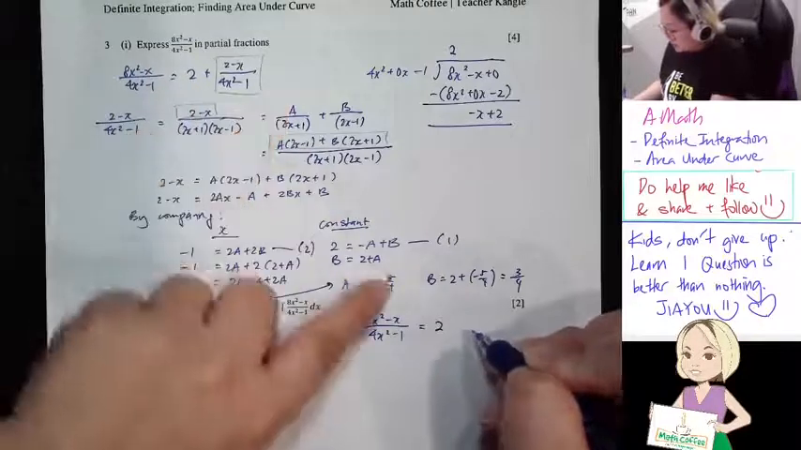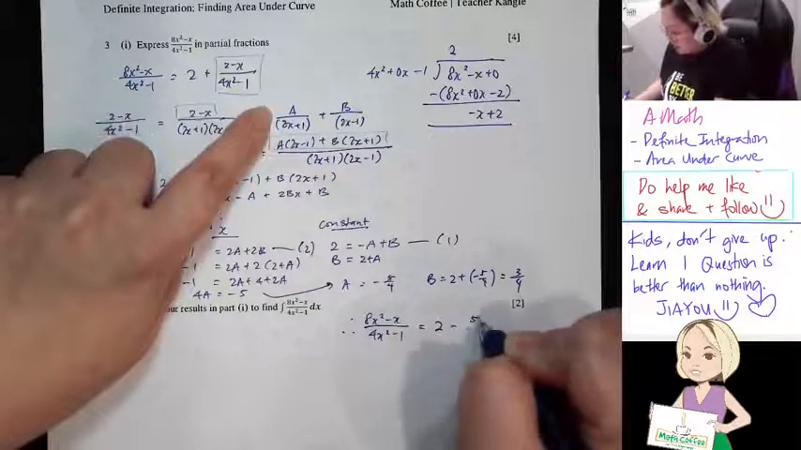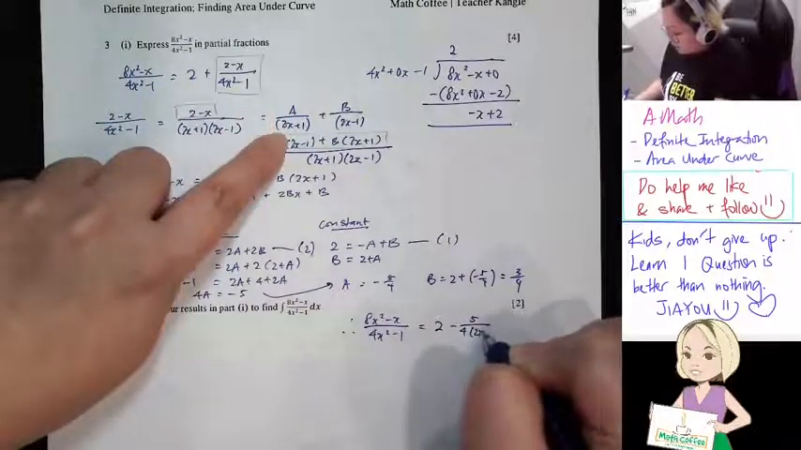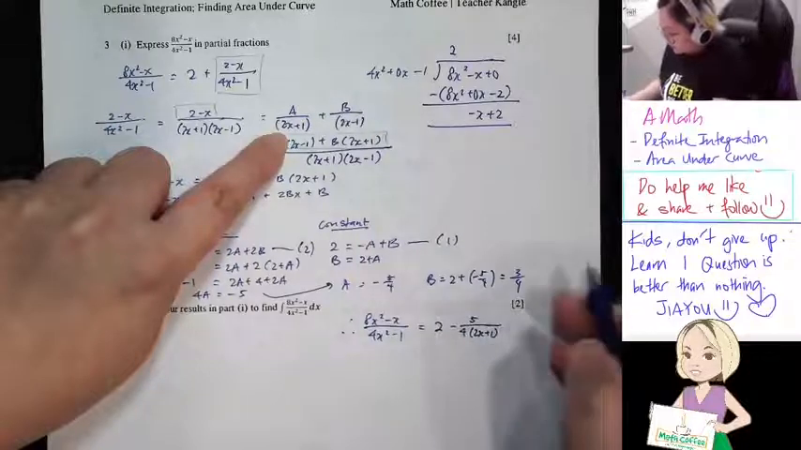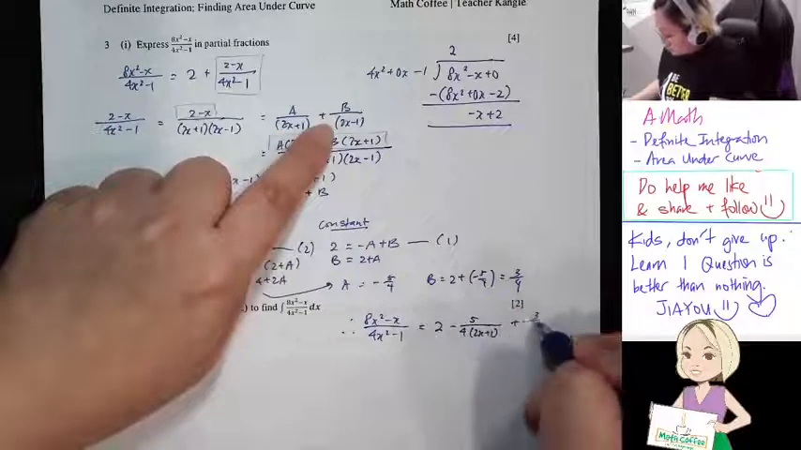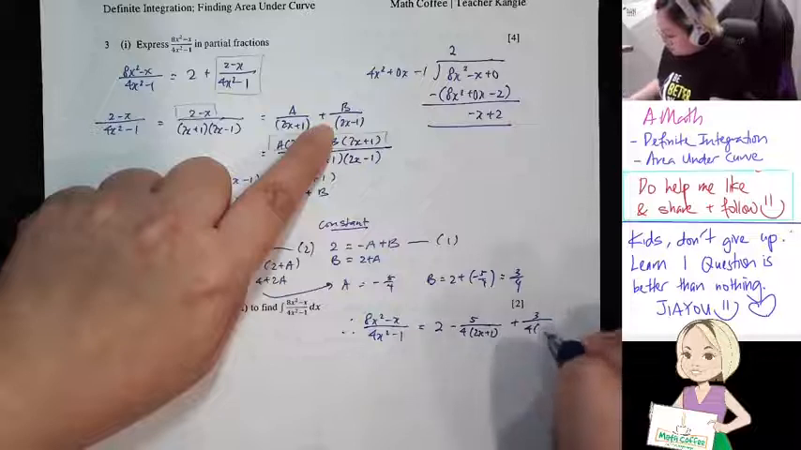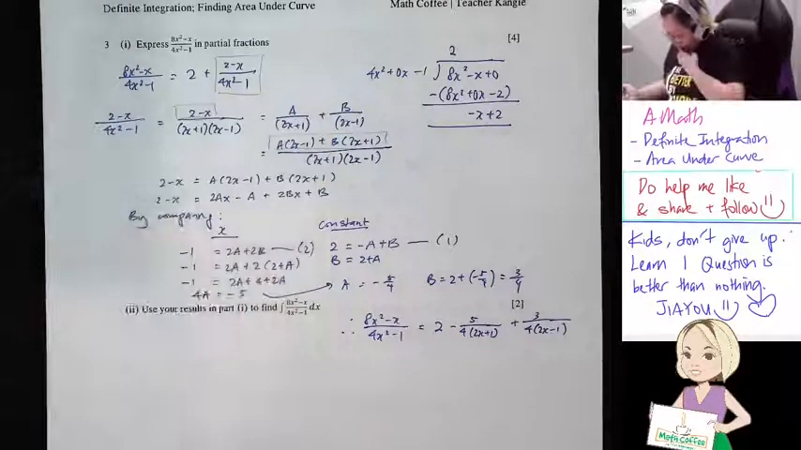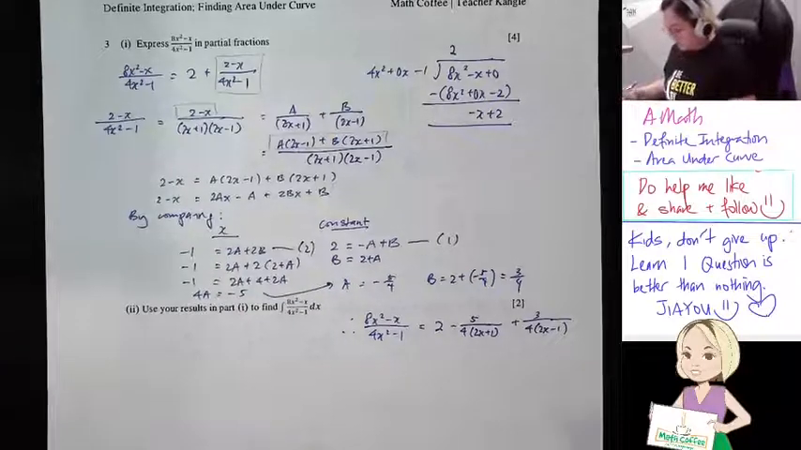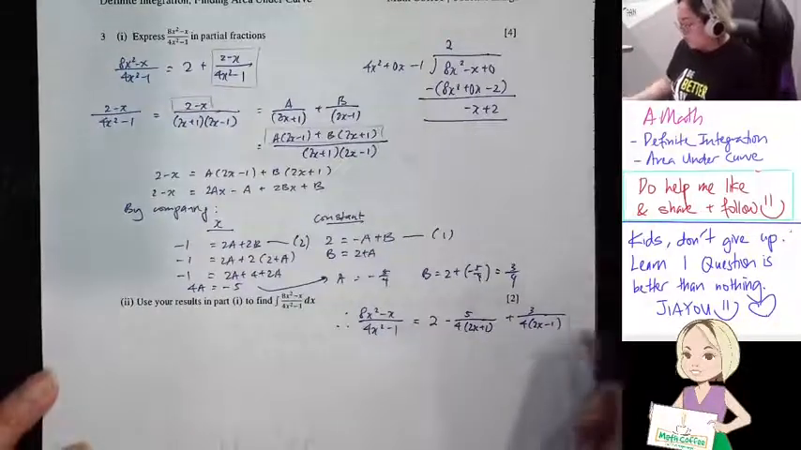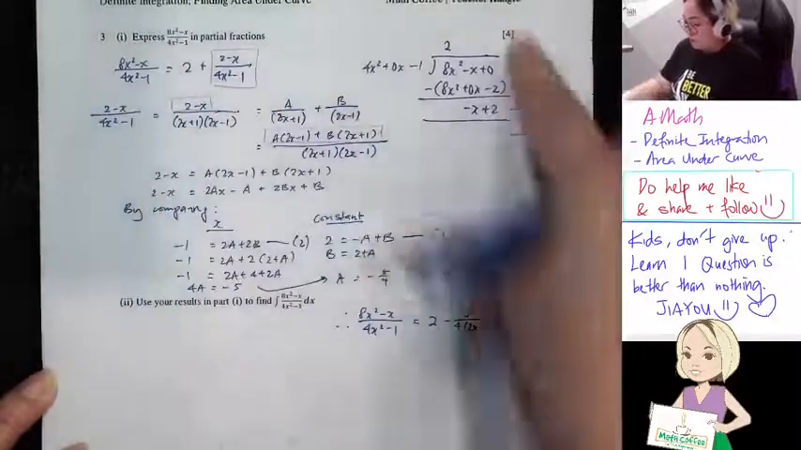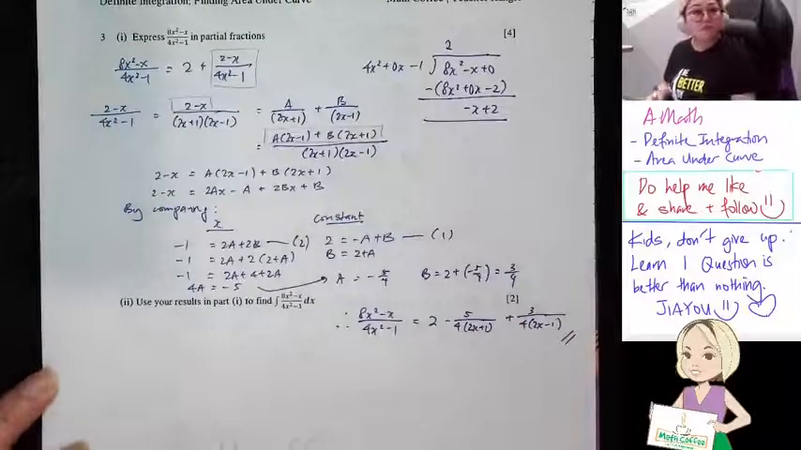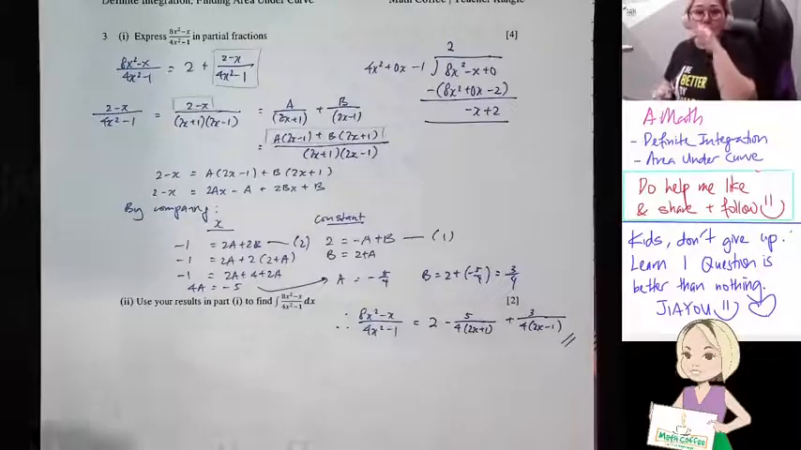My a is negative, right? So it's minus 5 over 4, 2x plus 1, plus 3 over 4, 2x minus 1. Yes, I'm right. So this is for part 1 when we are doing partial fraction. Okay? So this question, good.